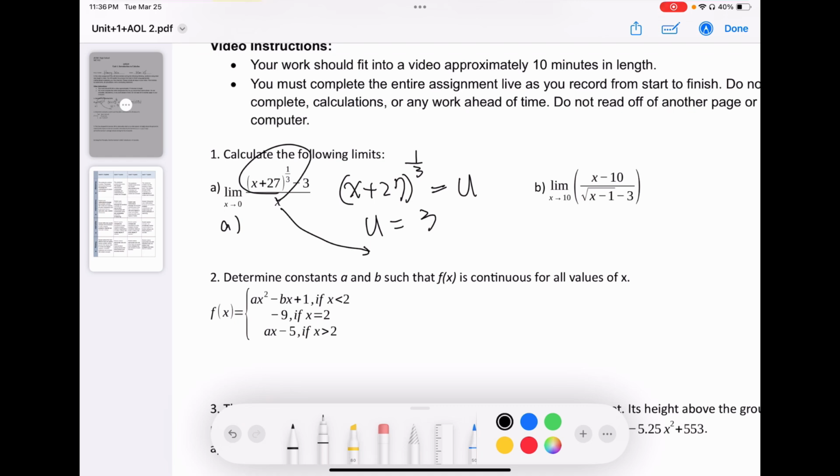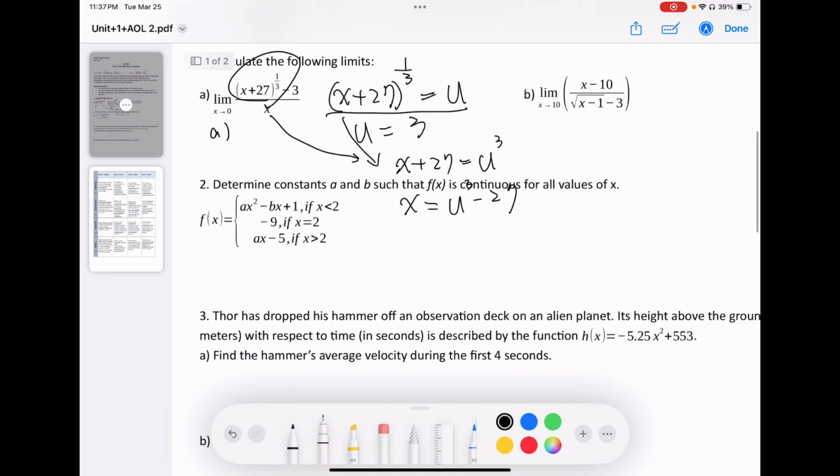Because we have to solve this equation, we have to define how u represents x. So we'll take the equation above: x plus 27 equals u to the power of 3. Now we simply take 27 to the right, so it'll be x equals u cubed minus 27. Now we can plug u into the limit.